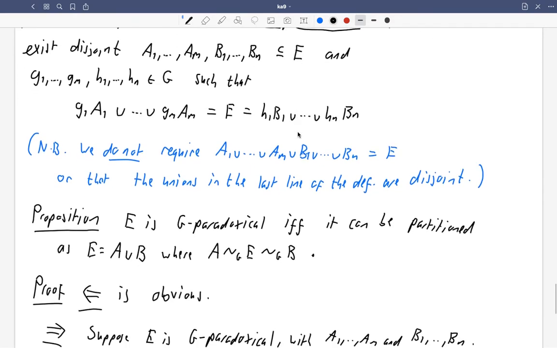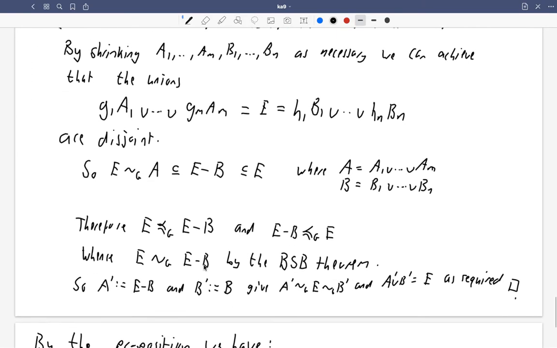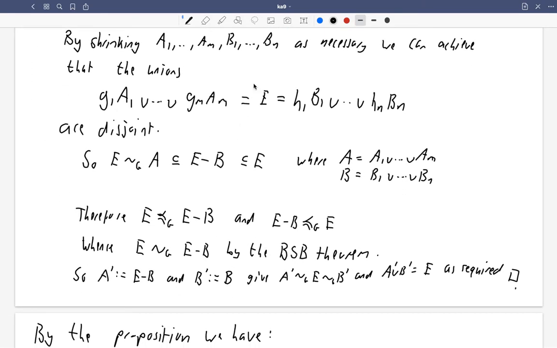Instead, that last bit we're getting by a general result, which has quite a complicated proof, because although this part of the proof was easy, it relies on the Banach-Schroeder-Bernstein theorem, and as you will remember, the proof of the Schroeder-Bernstein theorem itself is quite complicated.